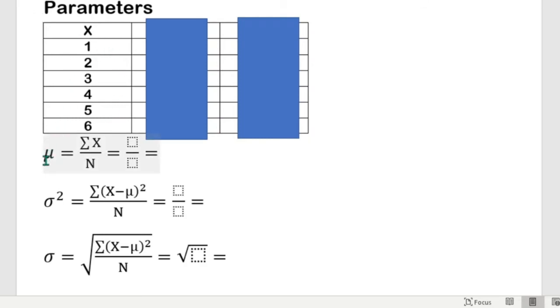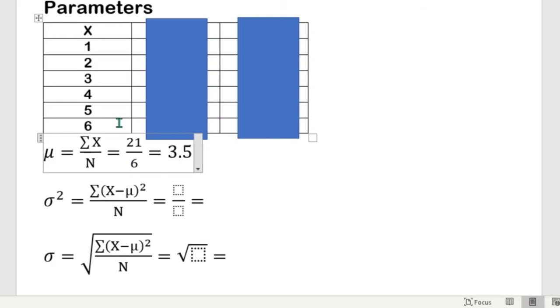To calculate the population mean, mu, we simply add all these x values and divide it by the population size, which is 6. That is, we have 1 plus 2 plus 3 plus 4 plus 5 plus 6. We have 21 and we divide it by the size of the population, which is 6. And 21 divided by 6 is 3.5. Thus, we have the population mean 3.5.